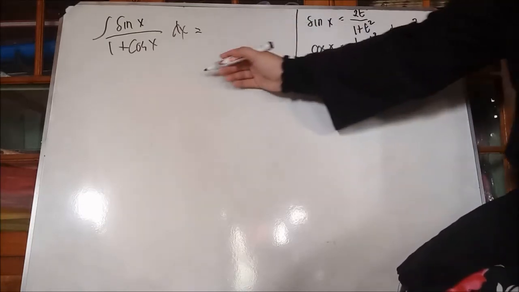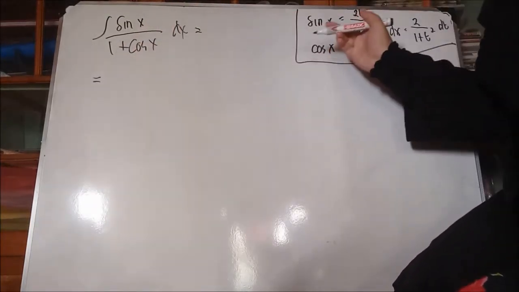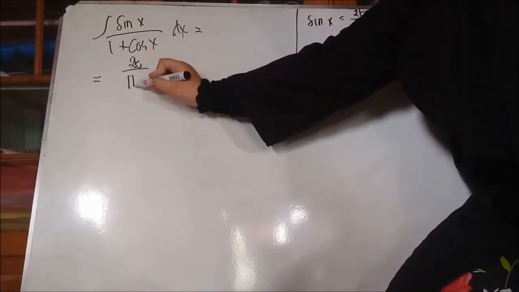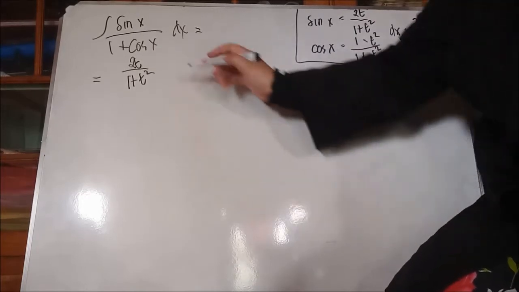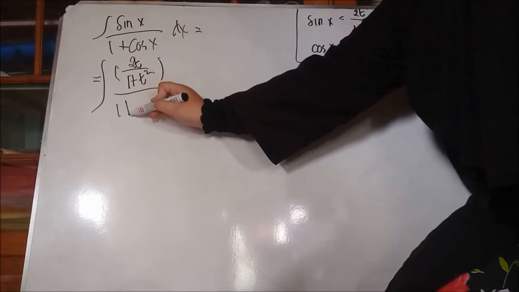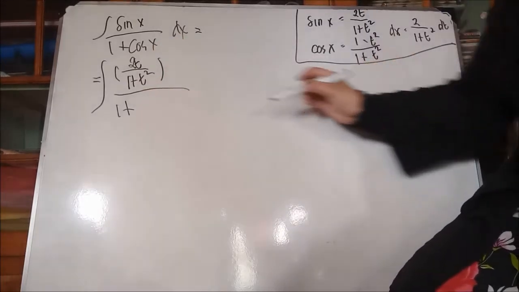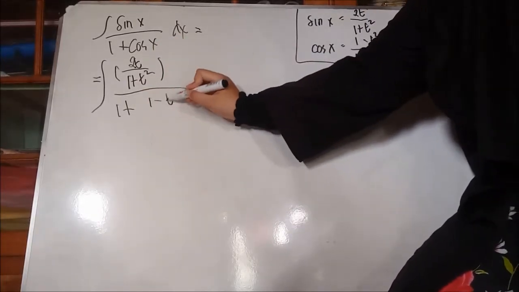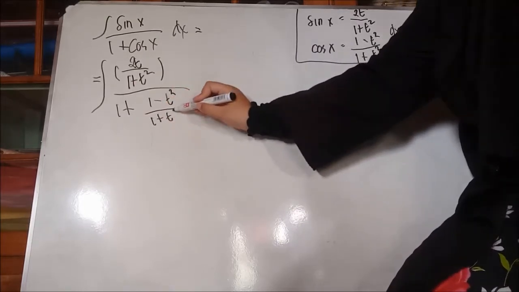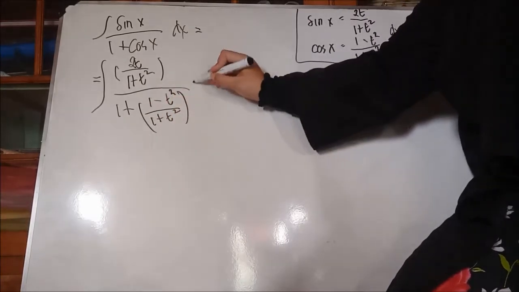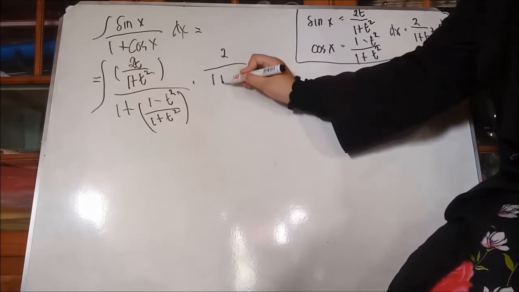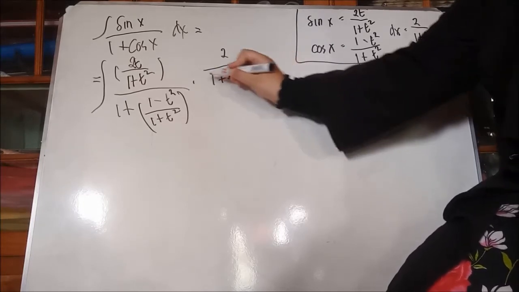Back to here, sine x is equal to 2t over 1 plus t squared, cosine x is equal to 1 minus t squared over 1 plus t squared, and dx is equal to 2 over 1 plus t squared dt.